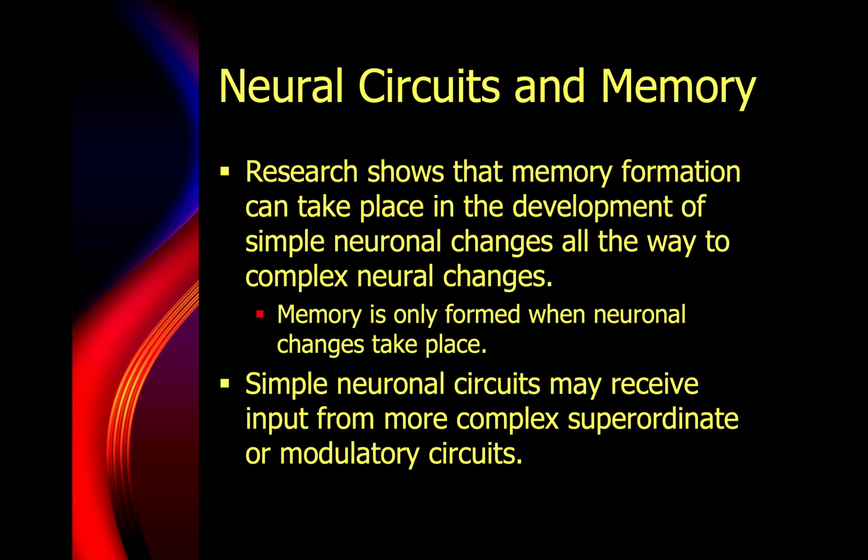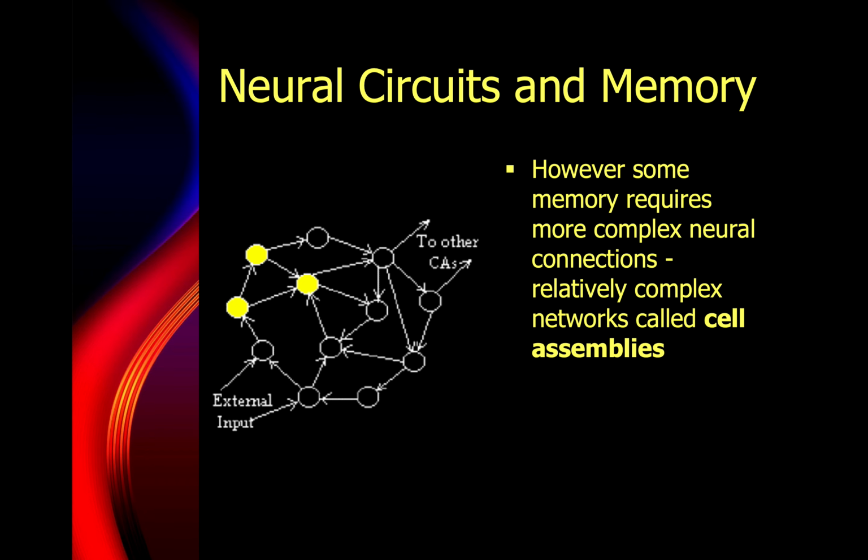Research shows that memory formation can take place in the development of simple neuronal changes all the way to complex neural changes. Memory is only formed when neuronal changes take place. Simple neuronal circuits may receive input from more complex superordinate or modulatory circuits. However, some memory requires more complex neural connections, relatively complex networks called cell assemblies. And this is what a cell assembly is.